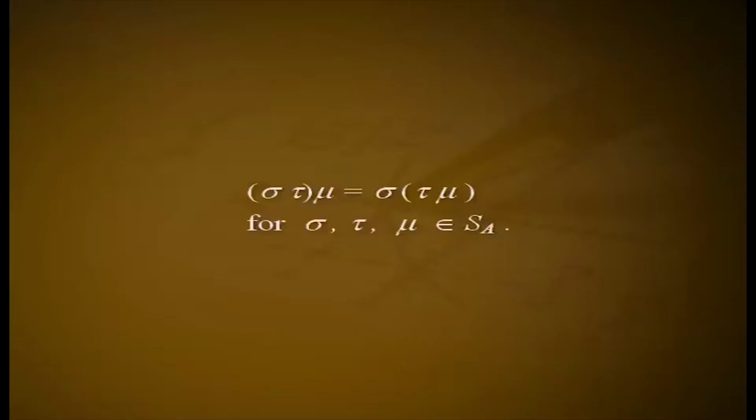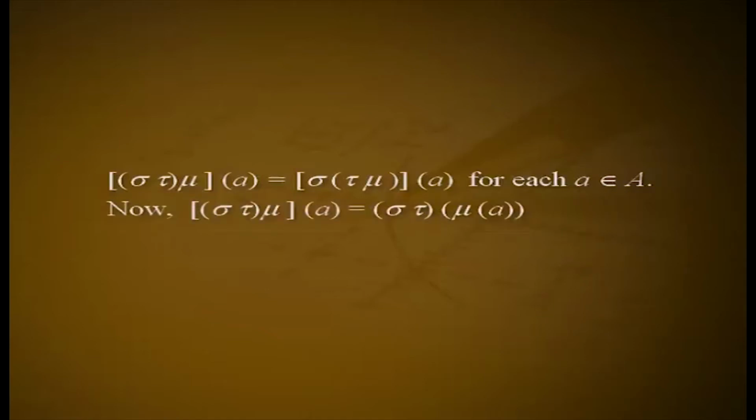Theorem 1. Let A be a non-empty set and let SA be the collection of all permutations of A. Then SA is a group under permutation multiplication. Proof. The discussion just before the definition of permutation multiplication shows that permutation multiplication is a binary operation on SA. G1. Permutation multiplication is associative. We have to show that (στ)μ is equal to σ(τμ) for σ, τ, μ belonging to SA.